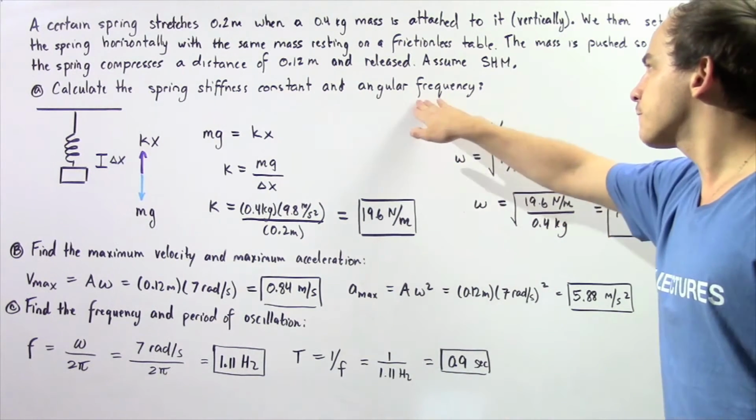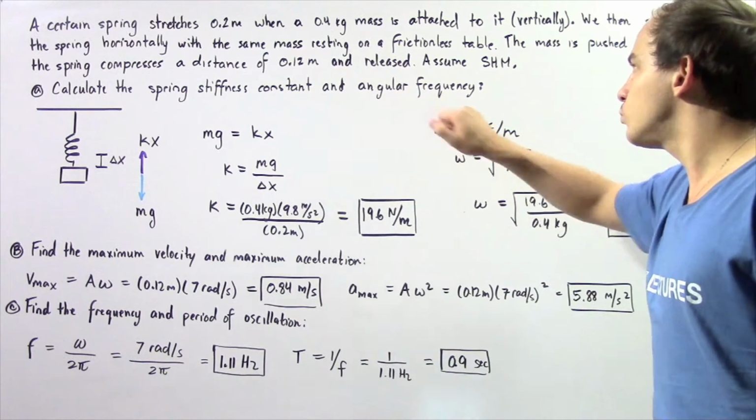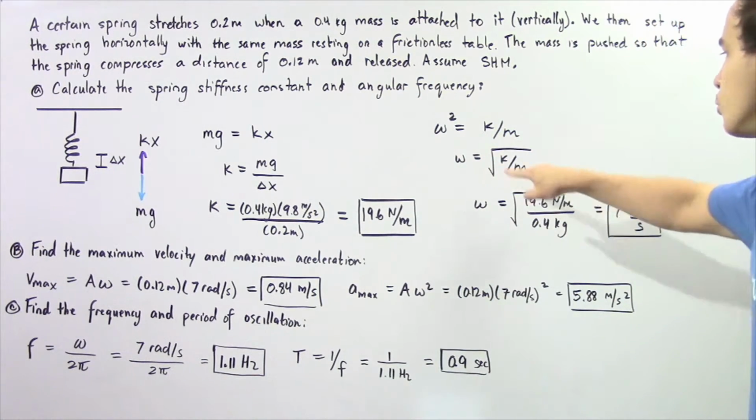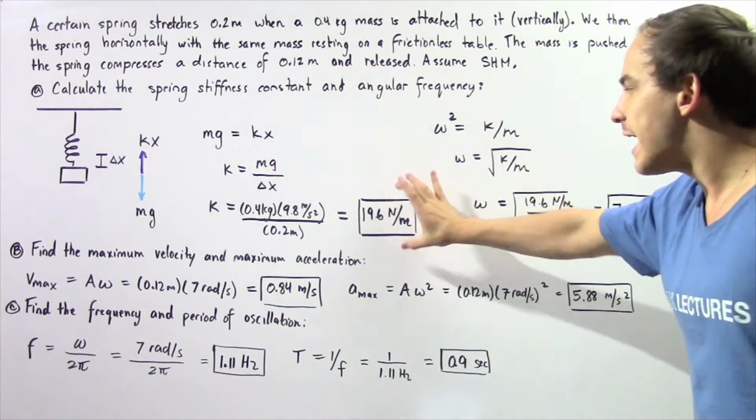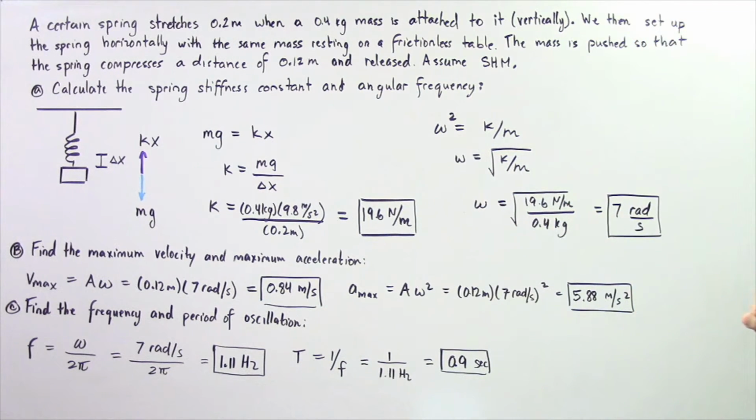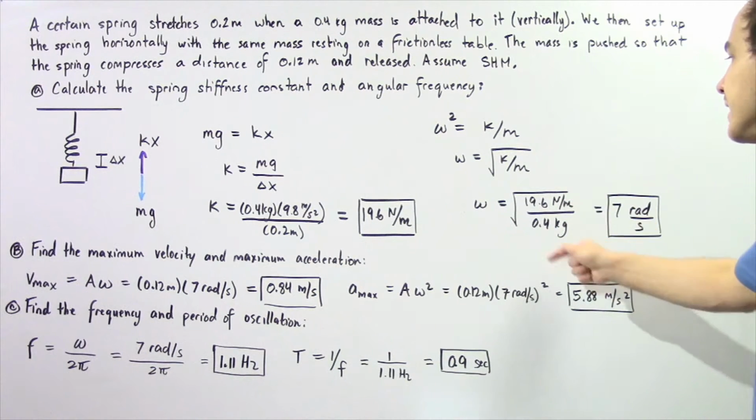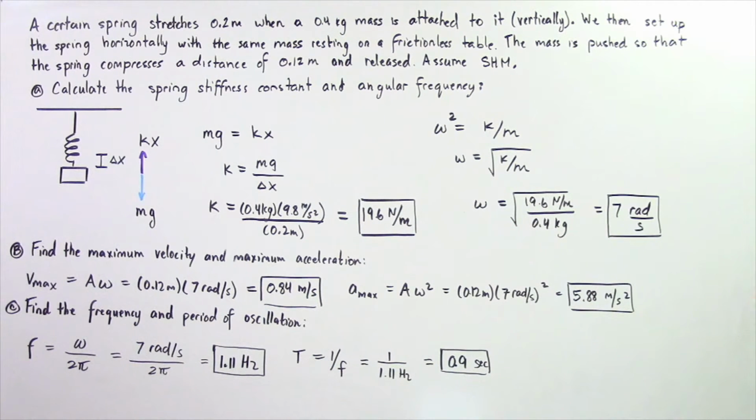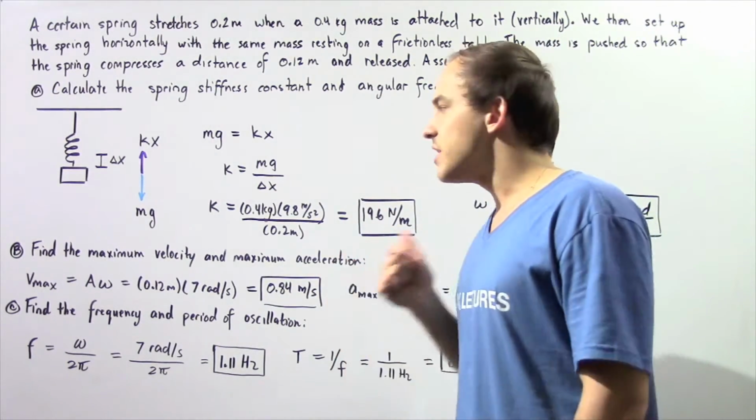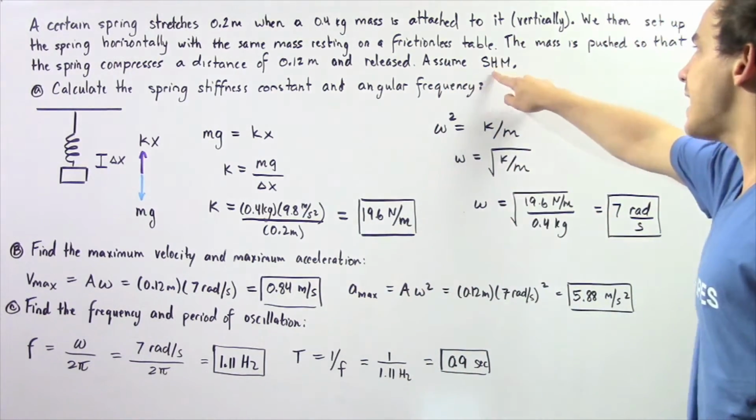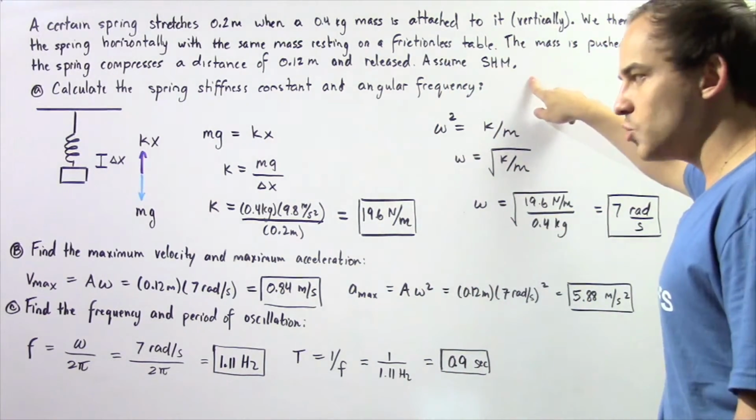So our angular frequency, which is what we want to find, is equal to the square root of k divided by m. So k we found is 19.6 newtons per meter and m is 0.4 kilograms. So we take the square root and we get 7 radians per second is the angular frequency of our oscillating object that is experiencing SHM, or simple harmonic motion.